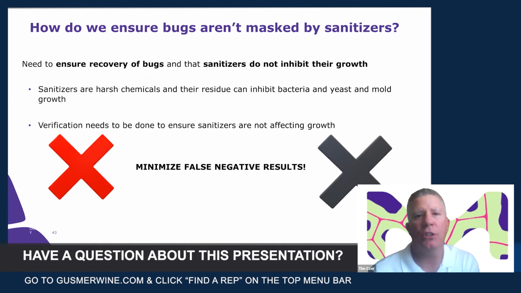So how do we ensure the bugs aren't masked by sanitizers? Well, we know sanitizers can inhibit, but they may not kill. So you might say, okay, we used the sanitant, we used the peracetic acid, but it didn't quite kill it, because it's possible that it's just inhibiting it. So next slide.